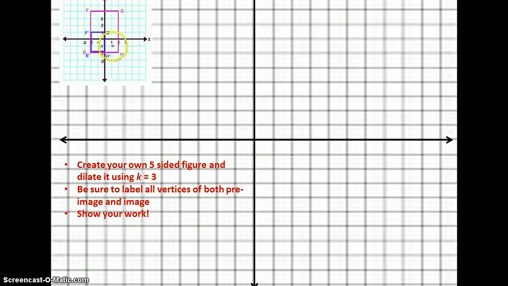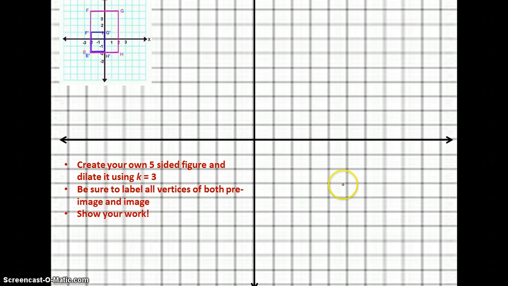So again, this here is just a reminder, but you're going to create your own image. Be creative. It doesn't have to be regular. It can be any 5-sided figure. Make sure you label all of those vertices. Dilate that figure with a scale factor of 3.